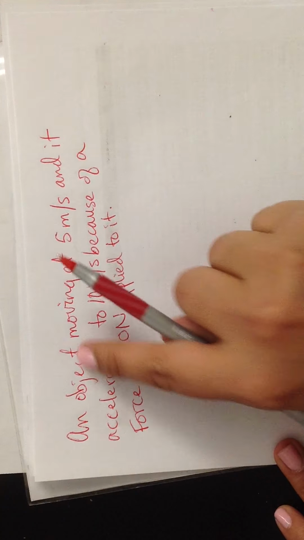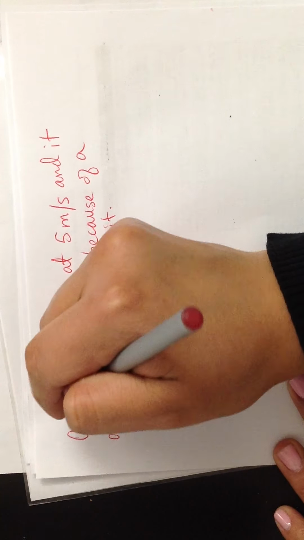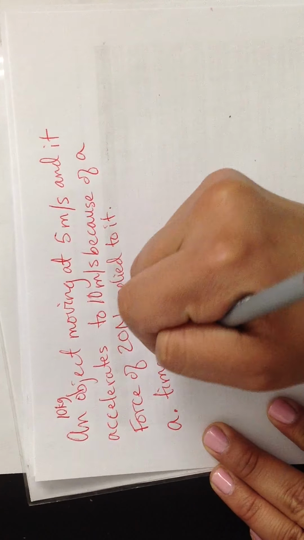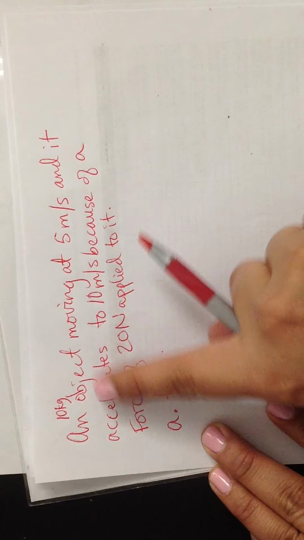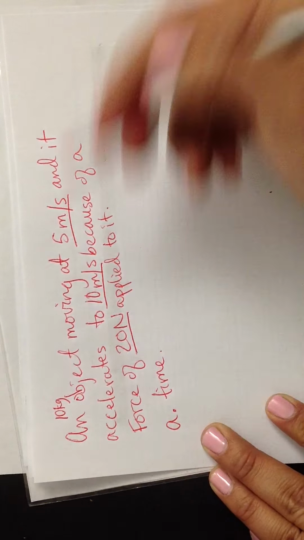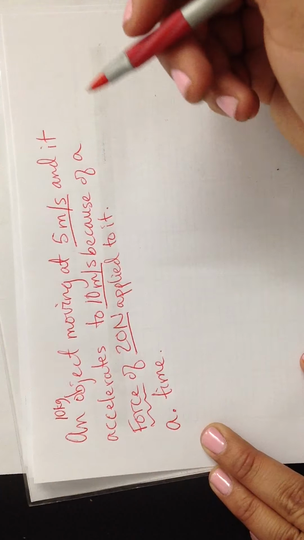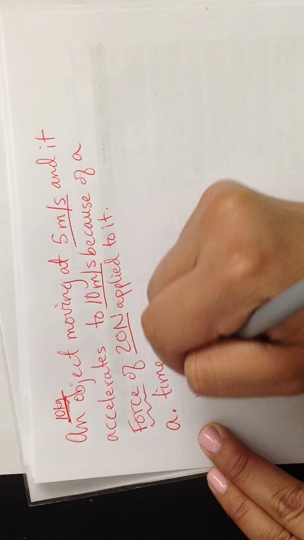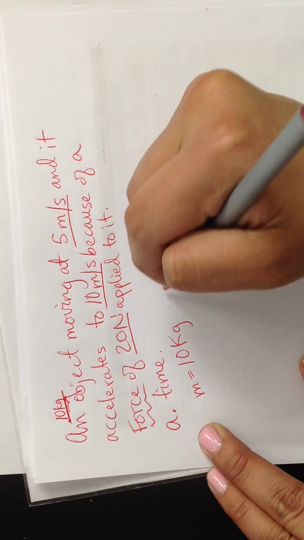And now this object, it's a 10 kilogram object. Okay? Now they're asking us to find the time. So first thing you want to do is go ahead and figure out what your variables are. So you have 5 meters per second, 10 meters per second, 20 newtons, and this tells me that it's force. And you know what the mass is, which is 10 kilograms. So this is equal to 10 kilograms.